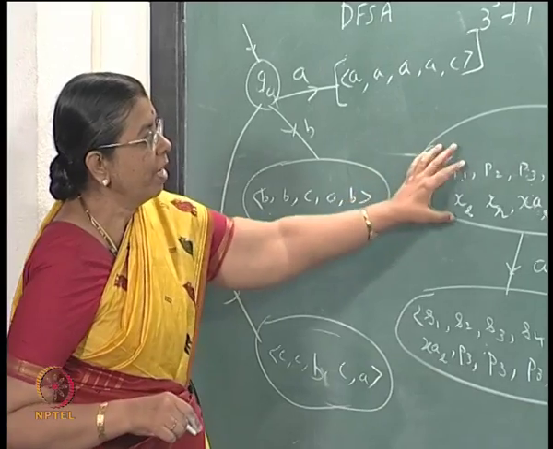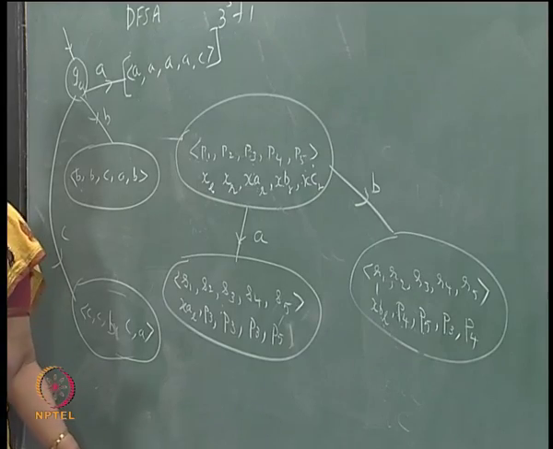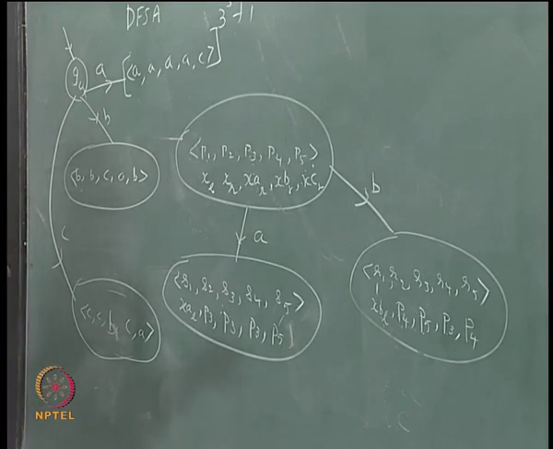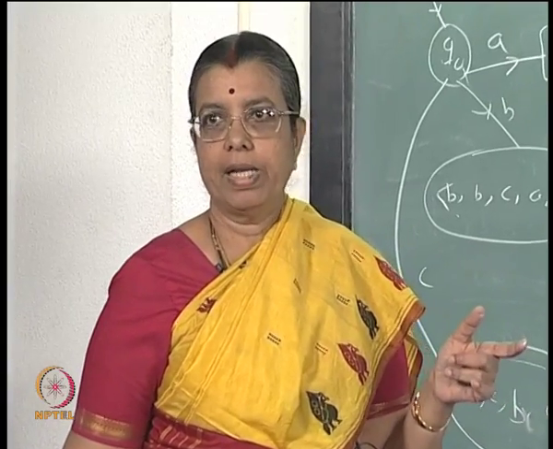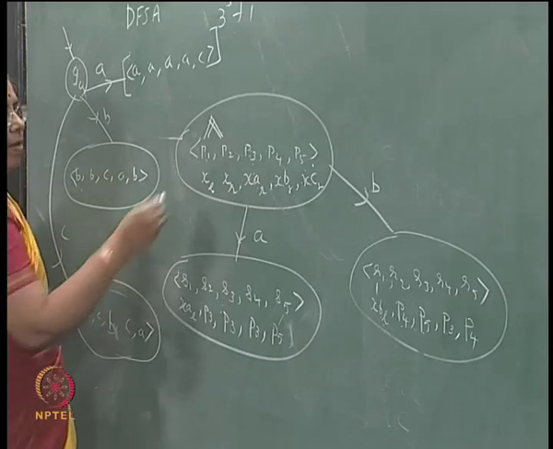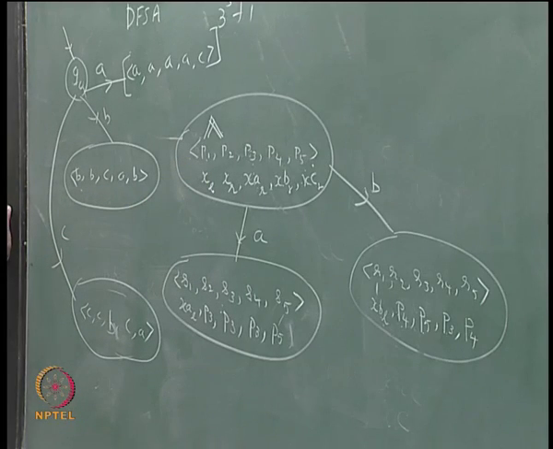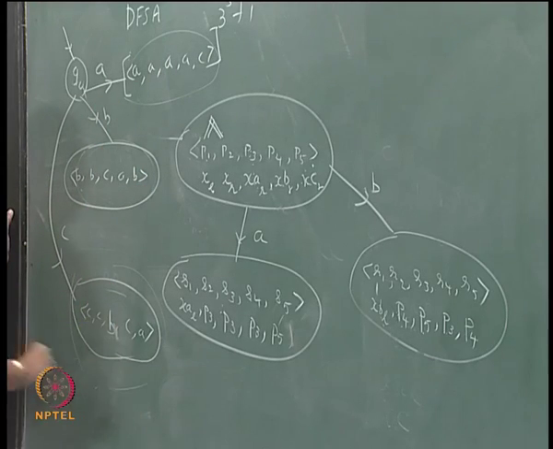So, from one phi tuple to another phi tuple, how we can go, that we have already seen, right. And what are the final states? If the first component and the second component are equal, those states are denoted as final states. In fact, these are all final states. This will be a final state, this will be a final state, this will be a final state.